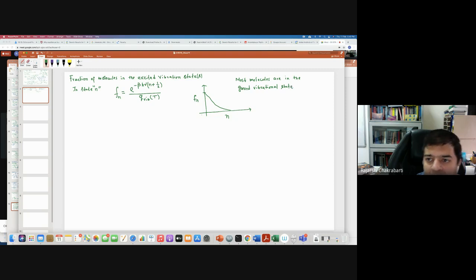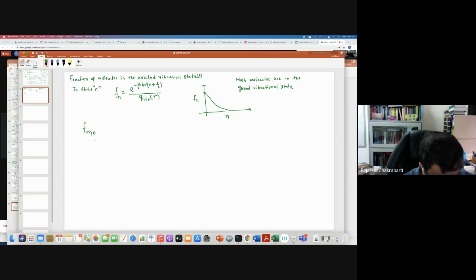It's fine. Most molecules are in the ground vibrational state. But actually, I can always define for a general case, like I have n plus 1, n plus 2, n plus 3, like this, isn't it? Like 0, 1, 2, 3, 4, and then I have higher levels. So I can just take any level which is above 0.